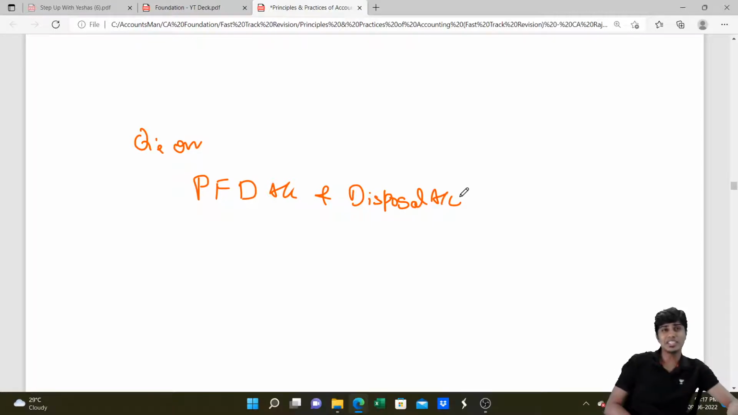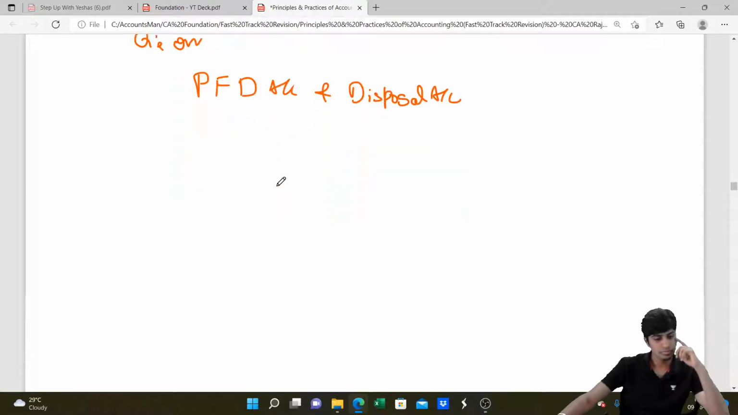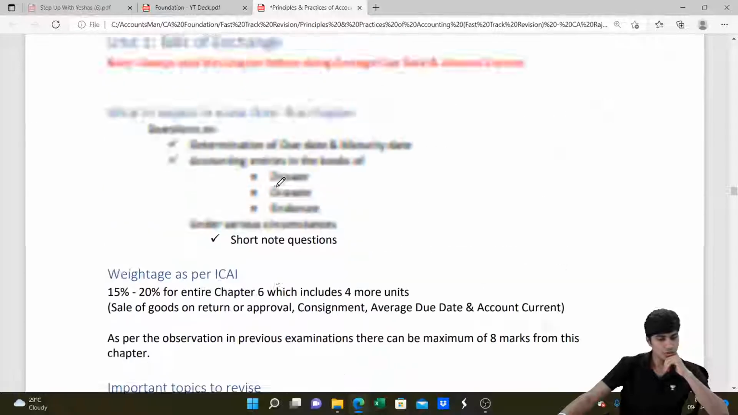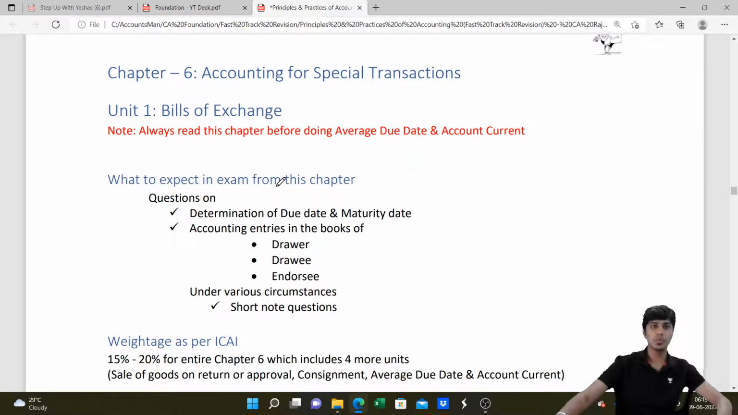Now we are done with chapter 5. Let's now venture into chapter 6, and we'll start with the first unit in chapter 6, that is bills of exchange. Shall we? There we go. Chapter 6, Unit 1, which talks about bills of exchange. Shall we start with the bills of exchange topic?